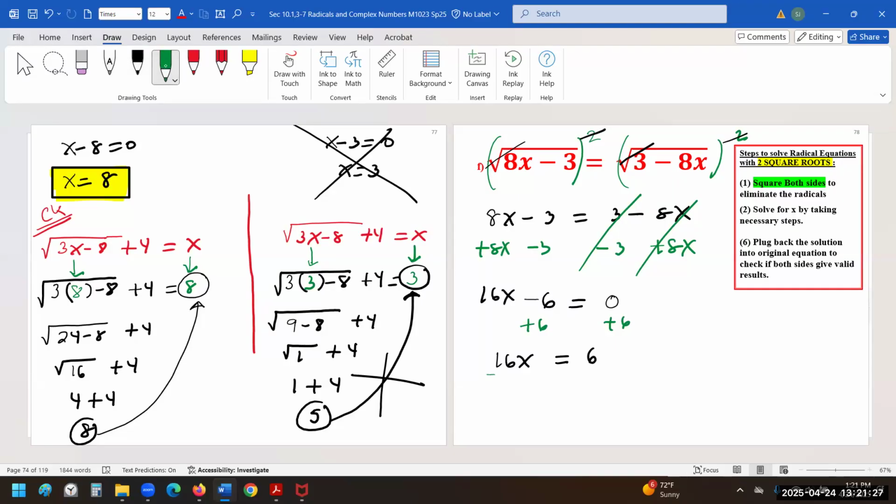And now to get the x alone, we can divide. Now 6 and 16, are they divisible by any number? By 2. So we divide both of them by 2, and we get 3/8. Are we done? No, we are dealing with an even root, square root. So we should check.